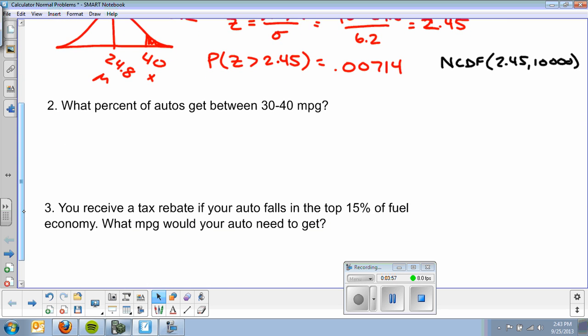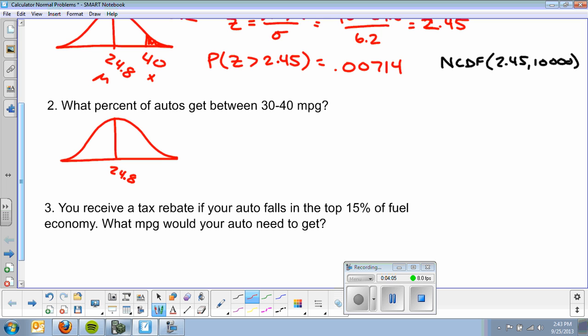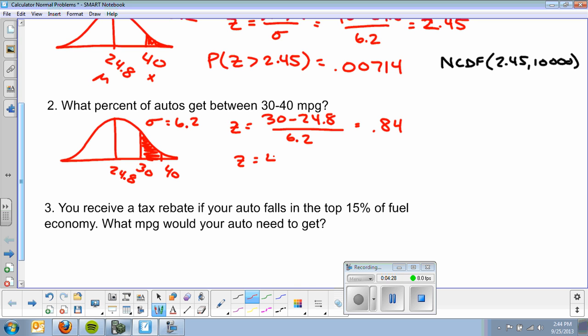What percent of autos get between 30 and 40 miles per gallon? Now, the betweeners are kind of annoying problems because we always had to look up both z-scores and get the areas and then subtract. So this is a lot quicker, again, using the calculator. Standard deviation 6.2. So I'm going to calculate both z-scores. 30 minus 24.8 over 6.2 is going to give me 0.84. And z equals 40 minus 24.8 over 6.2 is going to give me that same 2.45.